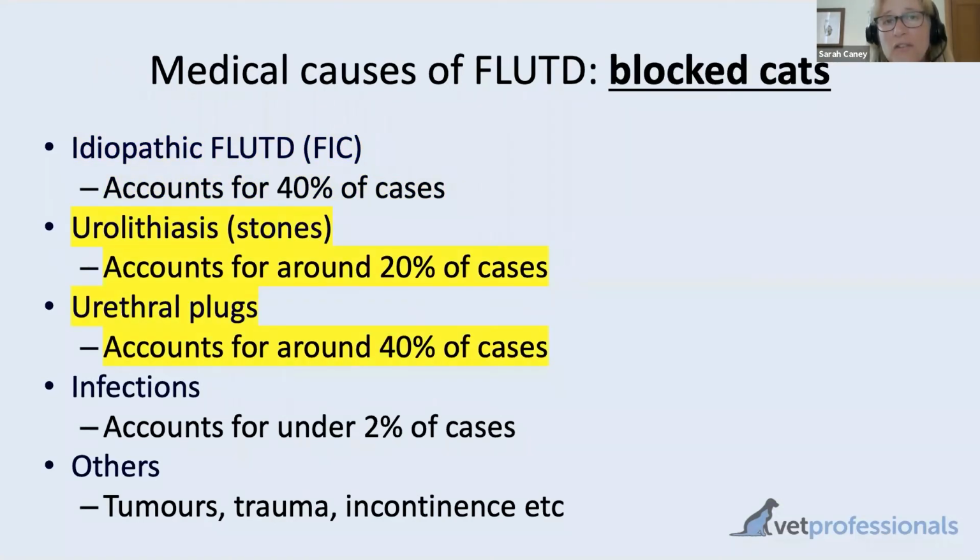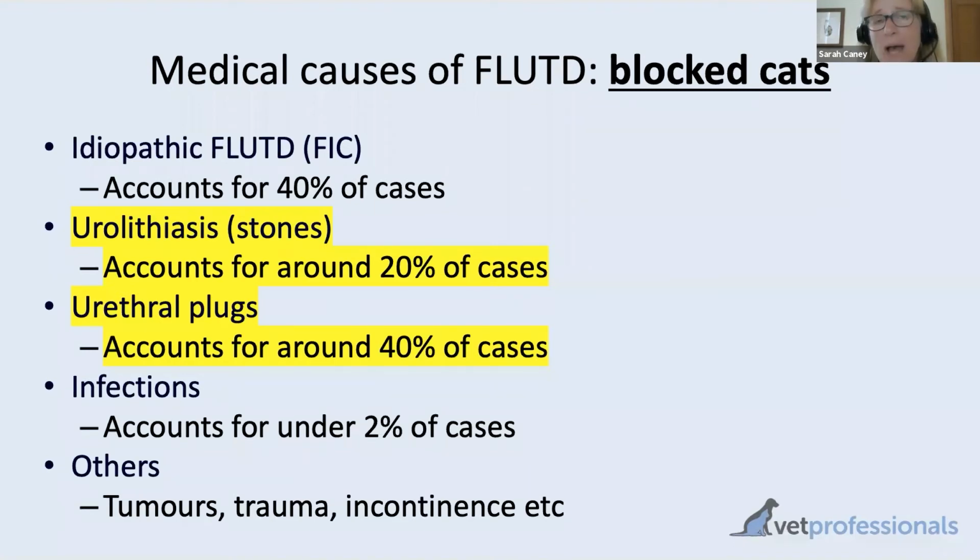The next category of cats I wanted to highlight the differences with was our blocked cats. These are the cats where there is a blockage, they can't pass urine through their urinary tract, and the bladder therefore becomes very distended. This is very life-threatening, because the urine contains toxic products that need to be excreted from the body, and if they can't be excreted, they build up, and that can very rapidly cause very dangerous changes in the body.